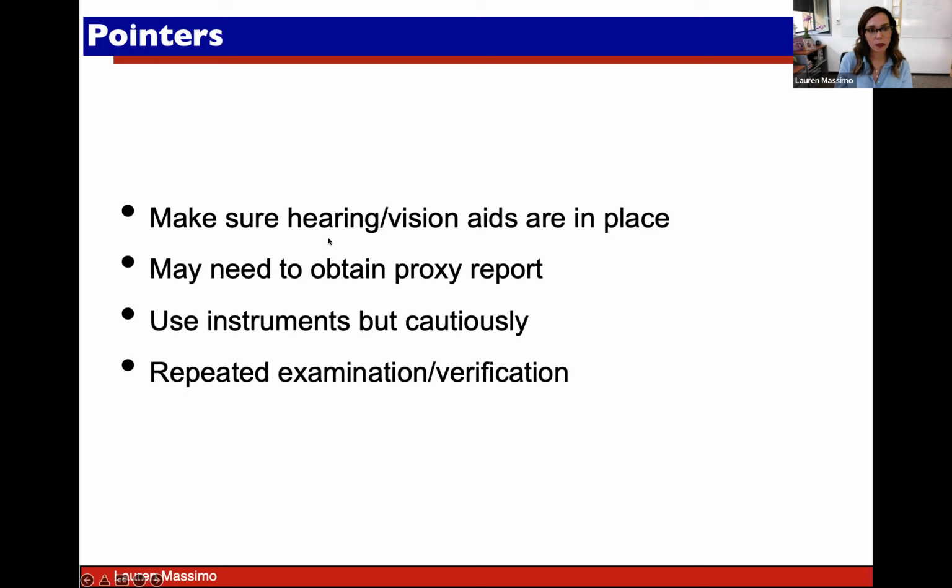So just some pointers important to think about when you're seeing, especially older adults in your practice. Make sure that their hearing and their vision aids are in place before you start some cognitive testing or before you start the interview. Again, emphasizing the importance of obtaining proxy reports. There's certainly some great instruments out there, but using them cautiously. And then oftentimes the exam needs to be repeated to see if things are progressing over time. Remember, if this is truly a neurodegenerative disease, then things are going to get worse over time. And so it's really important to bring the patient back over time to see if there's worsening.